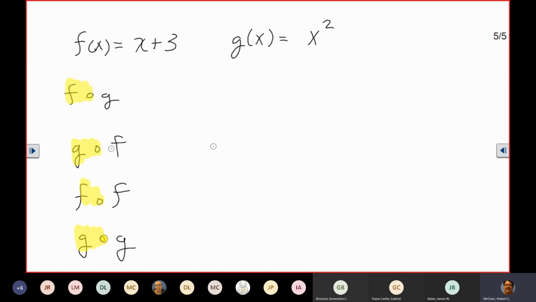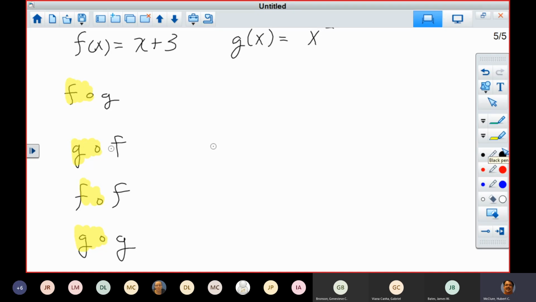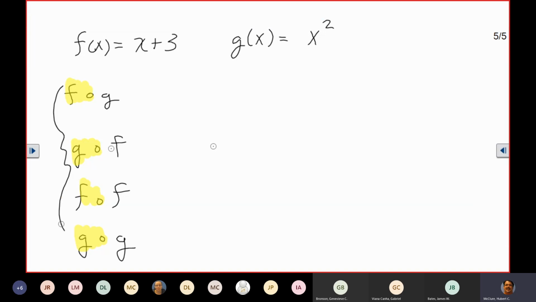And those yellow parts right there mean you're going to draw that function with a big set of parentheses. So that's what that yellow means. Draw the function with a big set of parentheses. So f is going to look like this: a big set of parentheses plus 3.